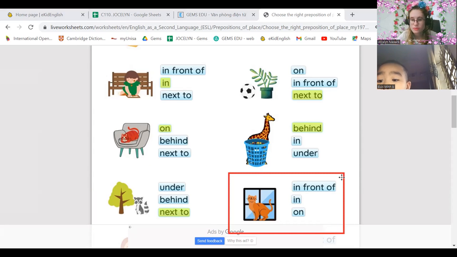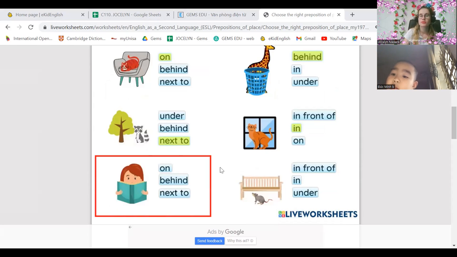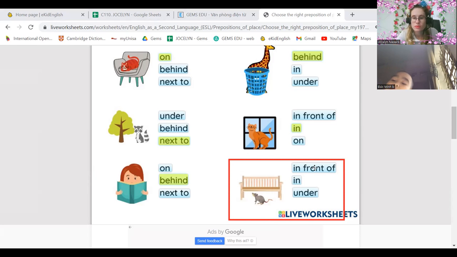Where is the cat? It's in. Okay. Last one. On, behind, or next to? Behind. Next one. Under. All right, let's click on finish.